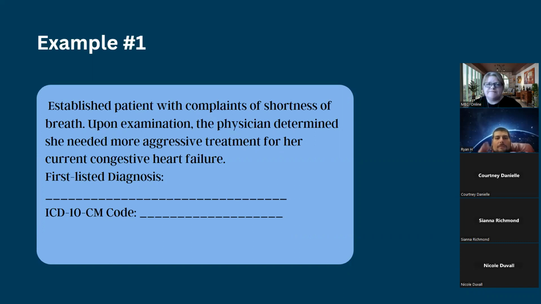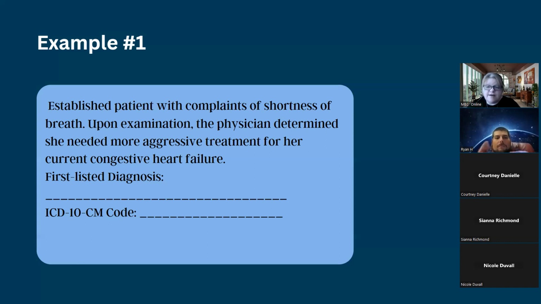And generally, your first listed diagnosis is also going to be the chief complaint. It's the main reason that they came into that office today, that they're seeing a doctor today, that they need medical attention right then and there. A lot of times that is going to be your first listed diagnosis.